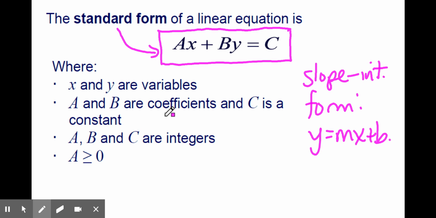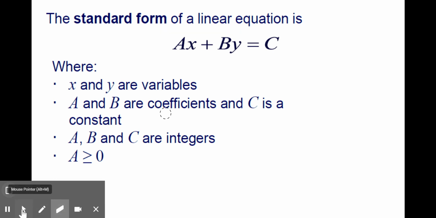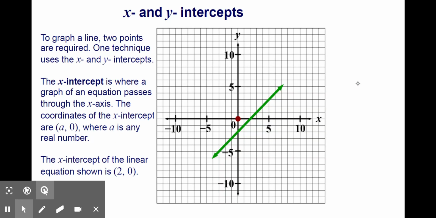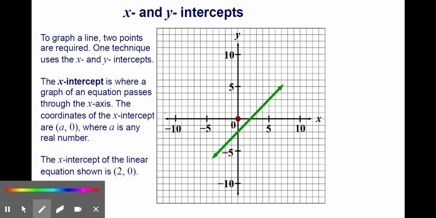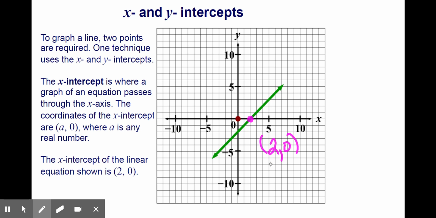Okay, so now let's talk about some other things that we have done before. X and y intercepts. Okay, so to find x and y intercepts, here we are on a graph again. Remember, the x-intercept is the point at which the graph intersects the x-axis. So in this case, it would be this point right here. And we'd name it as a point. We'd have to go 2 spaces to the right. So the name of this point would be 2, 0, right? Okay, that would be your x-intercept.